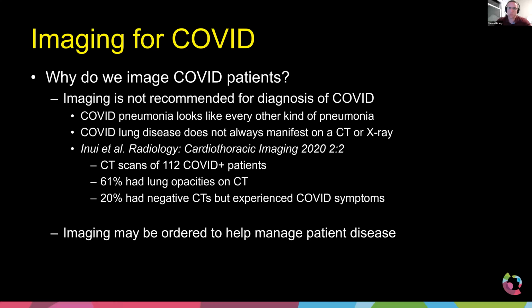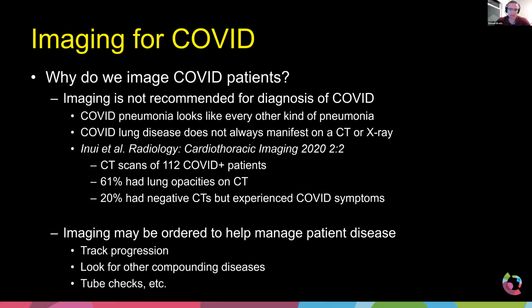So why do we image? We image mostly for the management of patient disease. So we're looking for progression, and potentially all the other comorbidities and side effects that come with COVID. So we're not necessarily just imaging for pneumonia. We're actually also imaging for line placement. We're imaging for a lot of other things. So yeah, there we go. That's what I wrote.